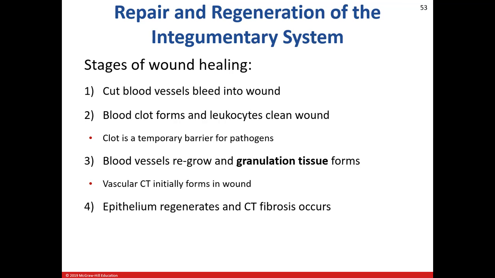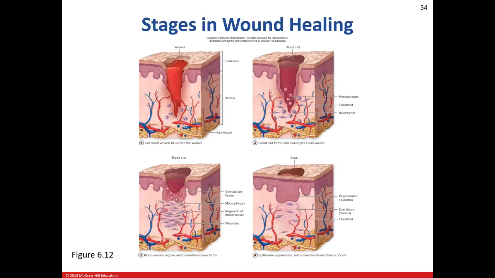As we continue through the process, we see blood vessels begin to regrow, and we start to see this granulation tissue begin to form. Then we see vascular connective tissue initially forms within that wound. And then from here, once our blood vessels regrow and begin to connect back to each other, we now get this epithelium that regenerates, and the connective fibrosis occurs within the tissue. So here you get a chance to see those 4 stages.